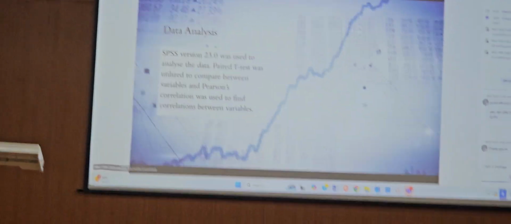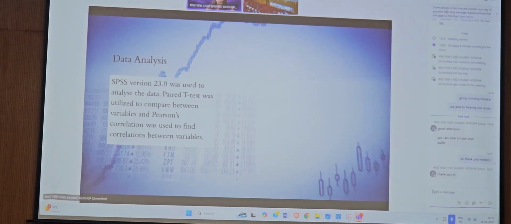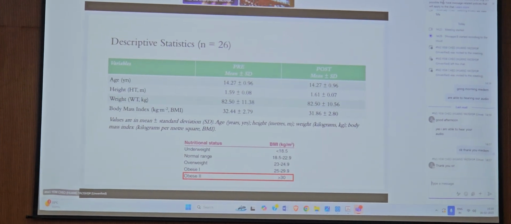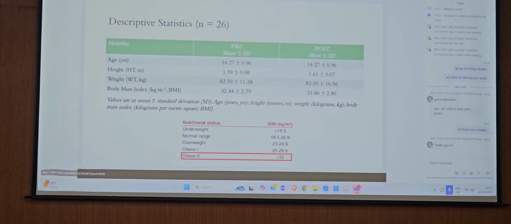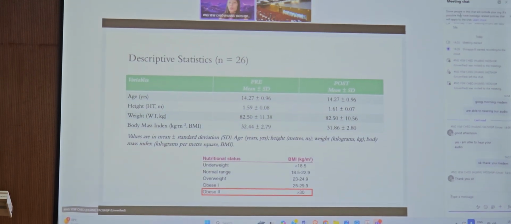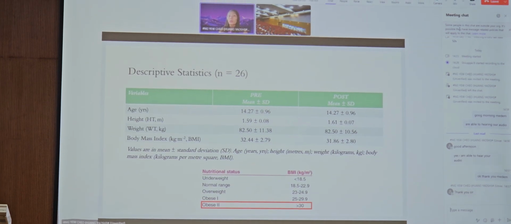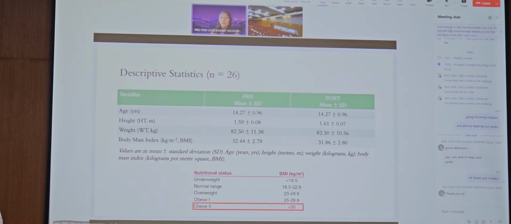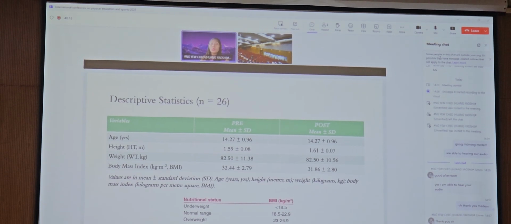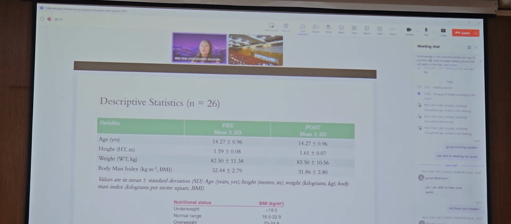For data analysis, we used SPSS, and a paired t-test was used to compare the variables, and Pearson correlation was also used to find correlation between variables. We had a total of 26 students, about 14 years old. Their height was about 1.59 pre and 1.61 meters post. Their pre and post weight was relatively the same, 82.50, and their BMI reduced slightly. We chose students in the severely obese range, whose BMI is above 30.